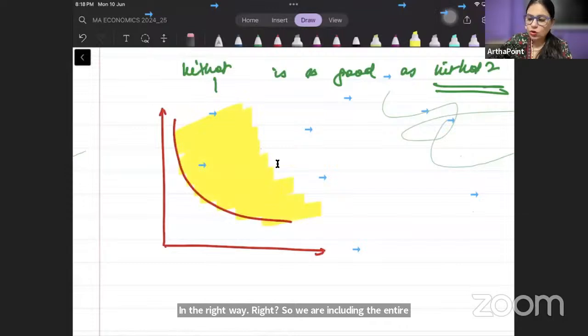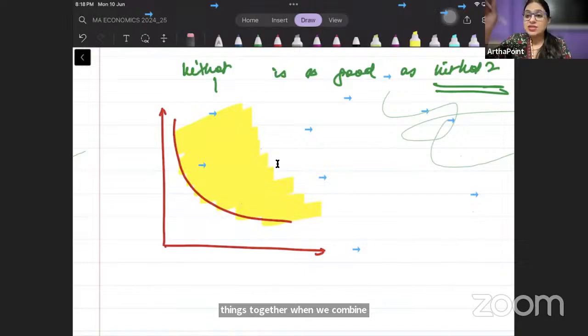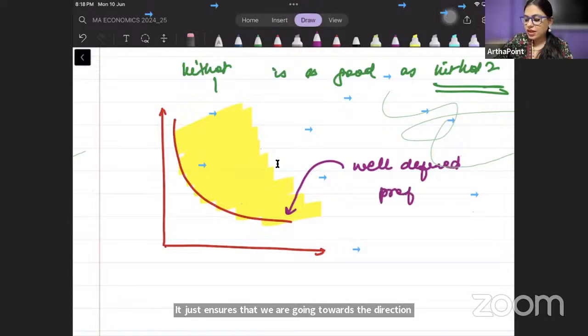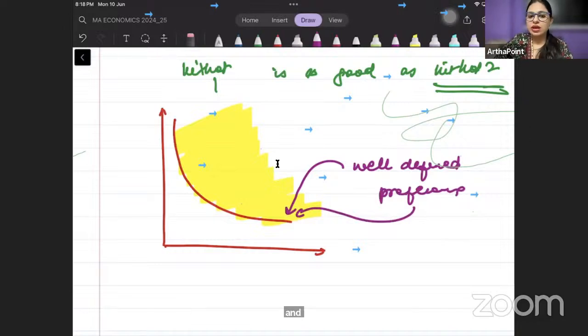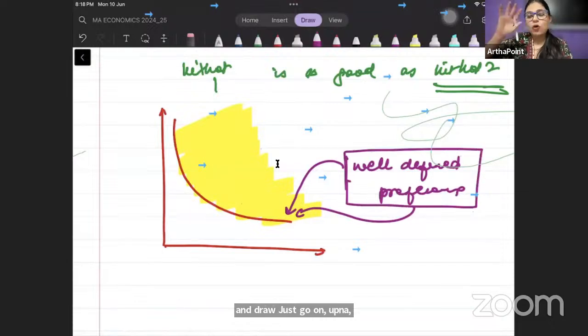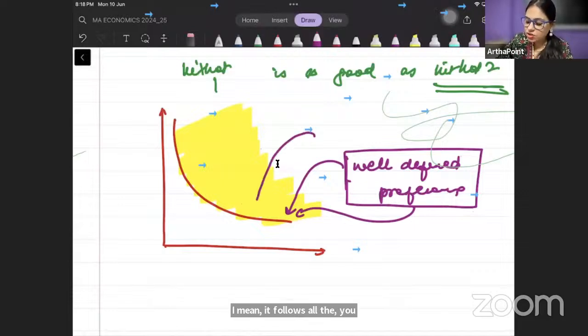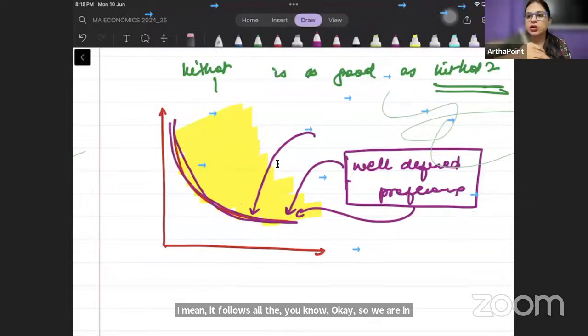So when we combine reflexiveness plus transitivity plus convexity, which I will be talking about, it just ensures that we are going towards the direction of a well-defined preference. We are able to draw, जिसको हम अपना Cobb-Douglas indifference curve बोलते हैं, that Cobb-Douglas indifference curve is called well-defined. I mean, it follows all the axioms well. So we are in a way reaching towards the shape of this Cobb-Douglas indifference curve. Why it looks the way it looks.